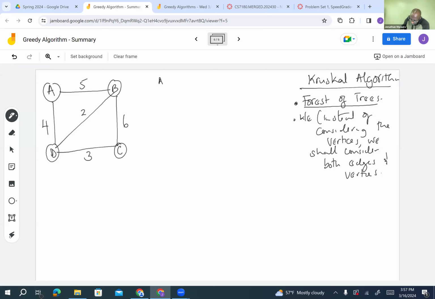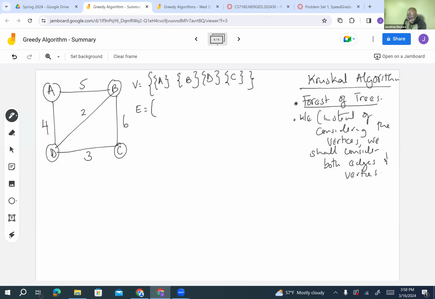We're going to have A as a set, B as a set, D as a set, C as a set. We could think about it as possibly just forming a set of V vertices, each a single point. And then we are going to consider all edges. Now, edges, we can consider them as a tuple.